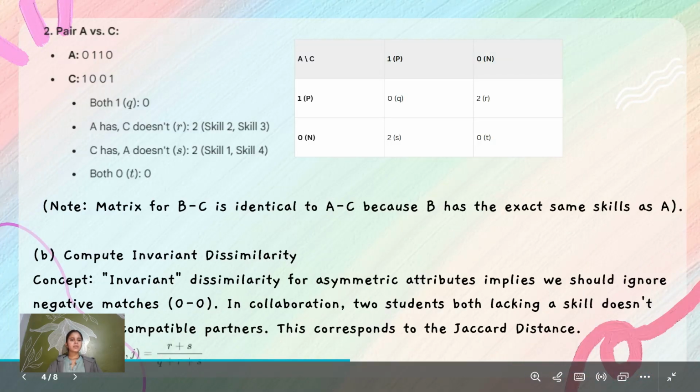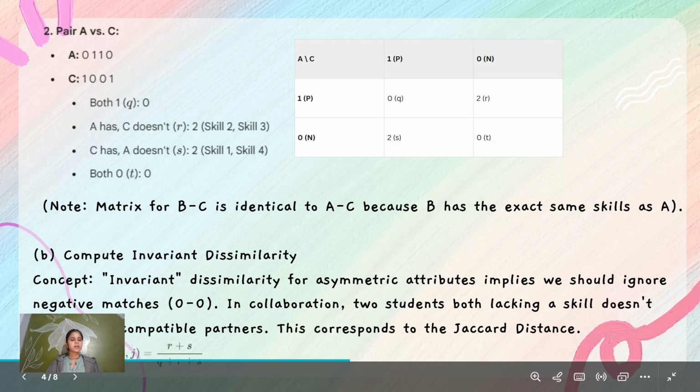Now the same for pair A and C, in which A is 0, 1, 1, 0 and C is 1, 0, 0, 1. Both 1 is 0. A has, C does not: R, so skill 2 and skill 3. And C has, A does not: skill 1 and skill 4. Both 0 is 0. Note the matrix for B minus C is identical to AC because B has exactly the same skills as A. So we skip the B and C matrix.